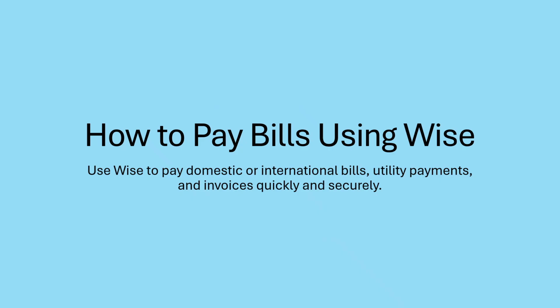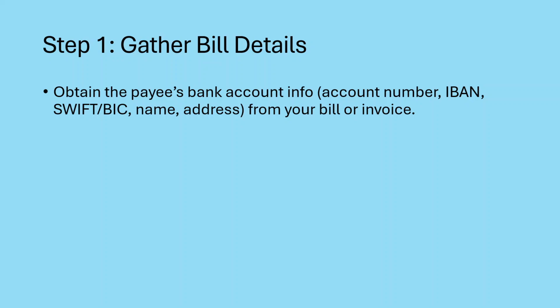In this video, I'll show you how to pay bills using Wise. Step 1. Gather bill details. Obtain the payee's bank account info. This includes account number, IBAN, SWIFT, BIC, name, address from your bill or invoice.